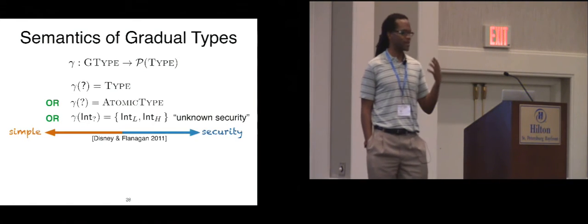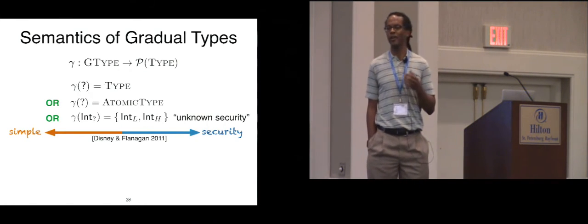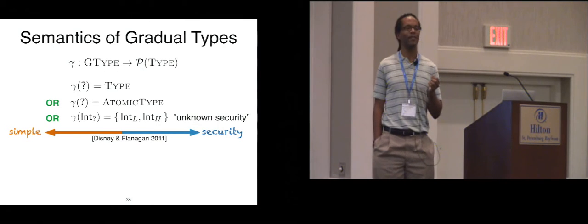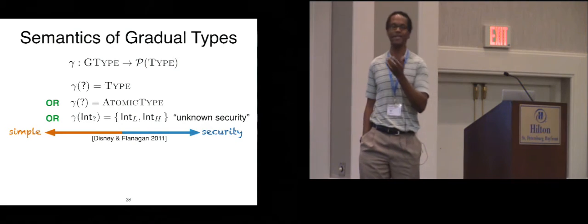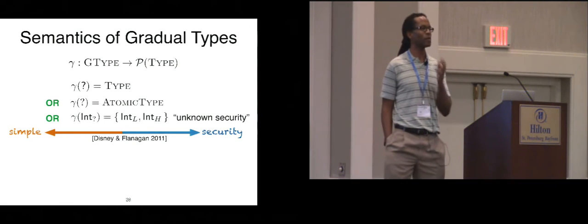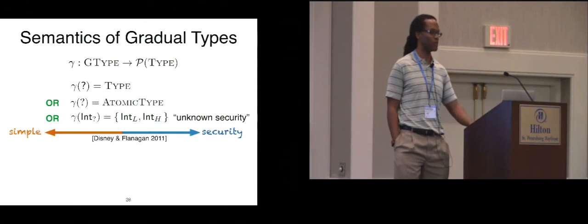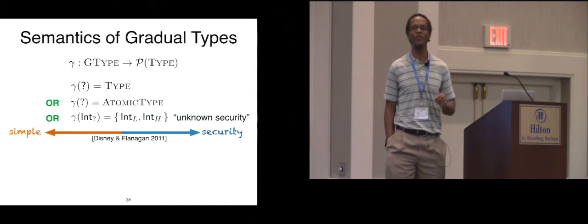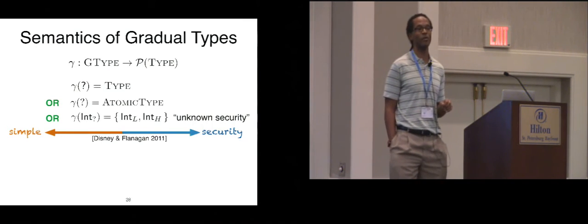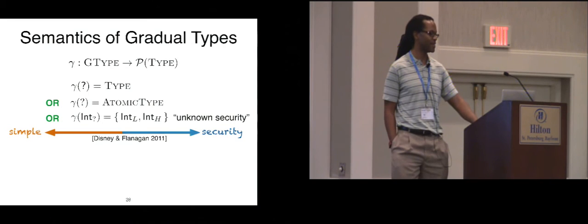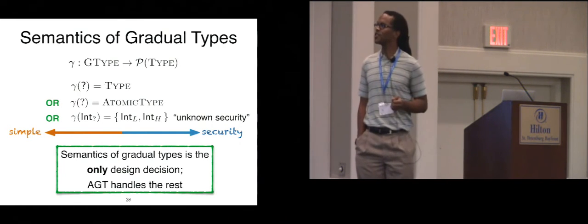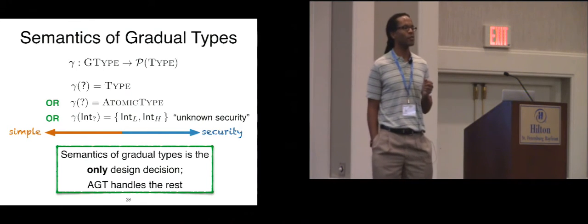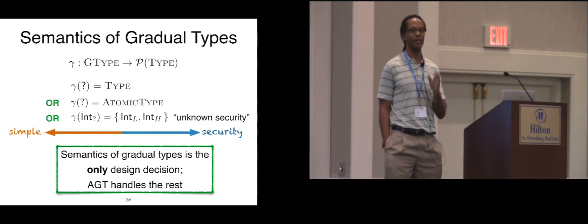So the result is a different notion of graduality, where what we would call a dynamic program in this context is actually a simply typed program, and what we would call static is in fact security typed. So the idea is one person's static language is another person's dynamic language. This is not a definite thing. And ultimately, this decision, what the meaning of our gradual types is, is the only design decision that you apply in the AGT process. The rest is by derivation.